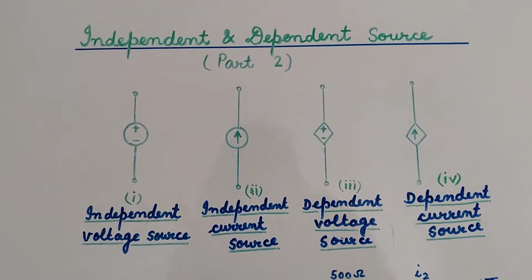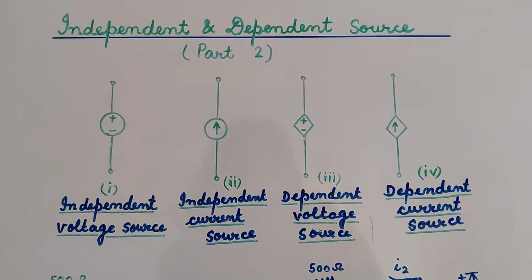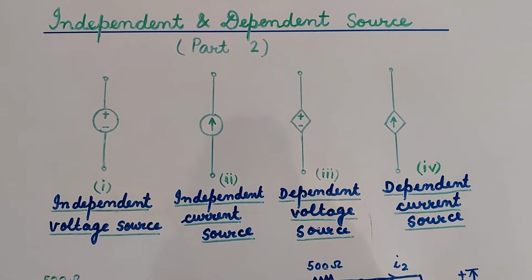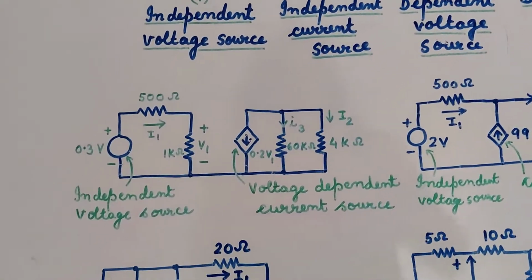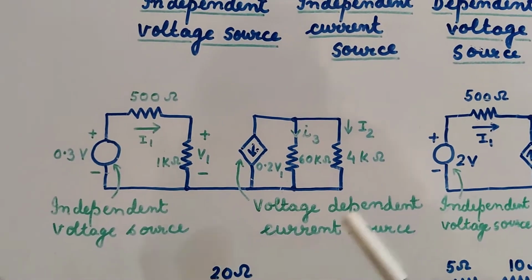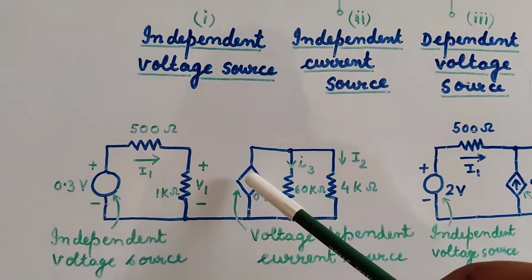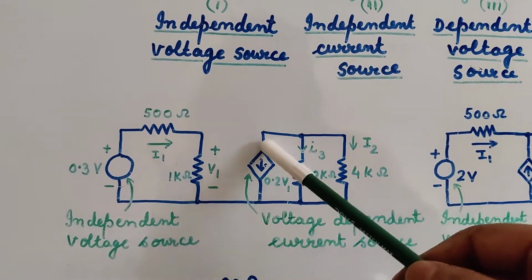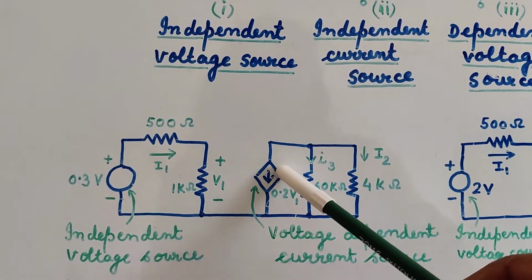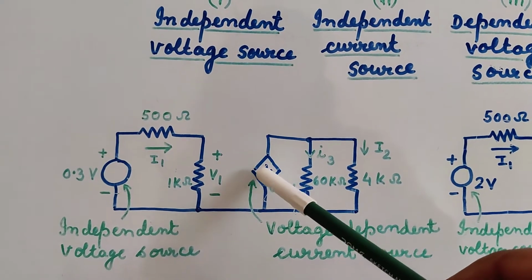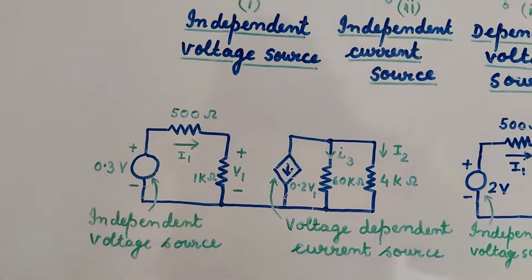Now let us understand the concept of independent voltage source and dependent voltage and current sources with the help of some circuits. Here we have taken a circuit in which we have shown some elements. There are resistors and there are two sources. This source has a diamond symbol, so it is a dependent source, and this arrow represents that it is a current source. That is, this is a dependent current source.